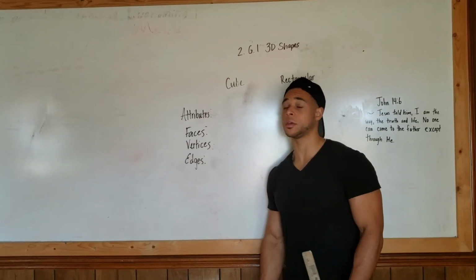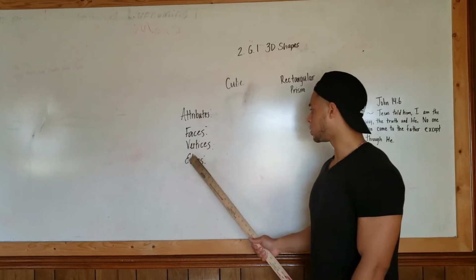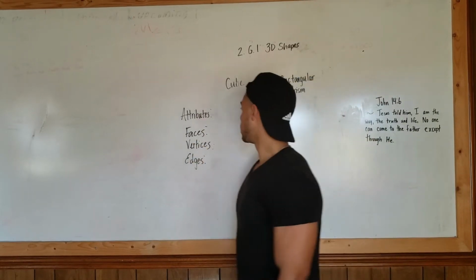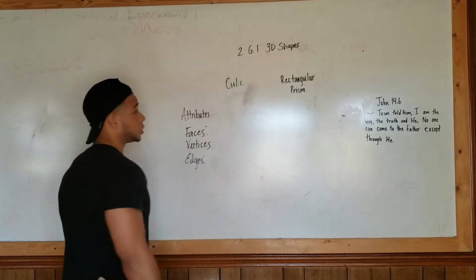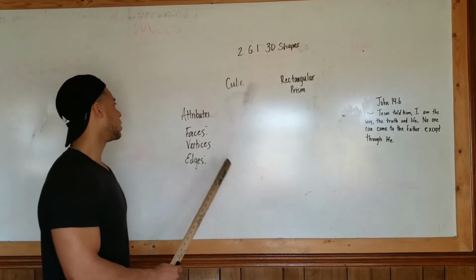We're back from last video. Last video we had gone over 3D shapes. We went over your attributes, faces, vertices, and edges of each shape. Today we're going to be reviewing all that for each shape, but we're also going to learn step by step how to draw each 3D shape.